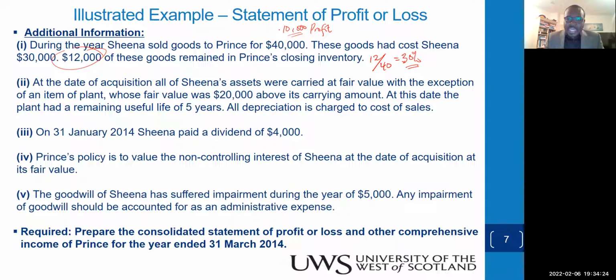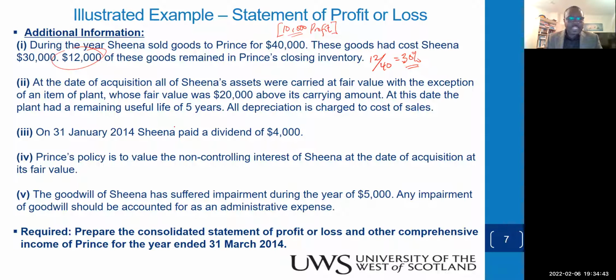For the total 10,000, there's no need for us to consider it all because part has gone out. Part of this profit has actually gone out of the group, so we can recognize it. But the remaining 12 out of the 40, which is 30% outstanding, is what we need to consider in our PUP calculation.